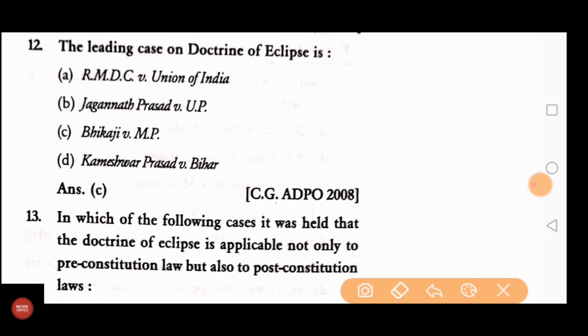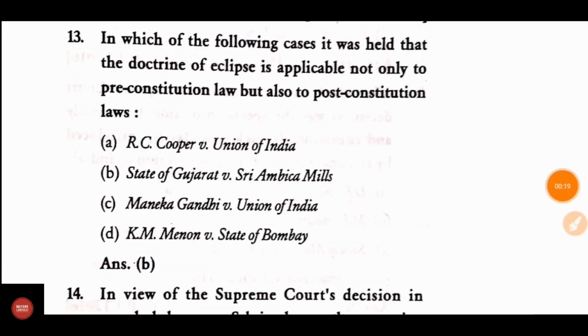Question number 12. The leading case on doctrine of eclipse is option A. RMDC vs. Union of India. Option B. Jagannath Prasad vs. UP. Option C. Bhikaji vs. MP. Option D. Kameshwar Prasad vs. Bihar. The correct answer is option C, Bhikaji vs. MP.